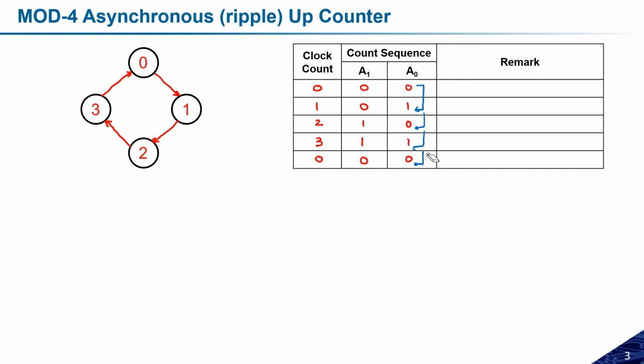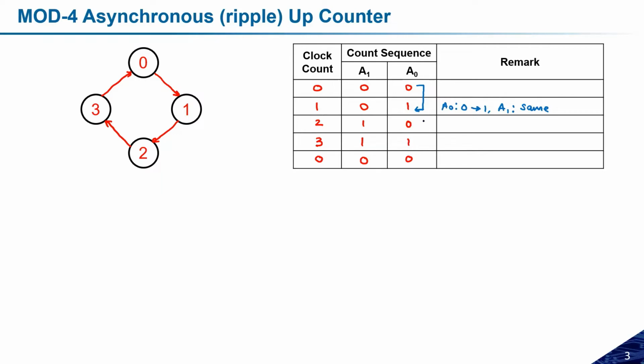Now let us talk about what is happening with this one. If you see here, A0, like if it is going from 0 to 1, then A0 is changing from 0 to 1. Yeah, so I think I can write here: A0 is changing from 0 to 1 and A1 is the same. Okay, A1 is the same.